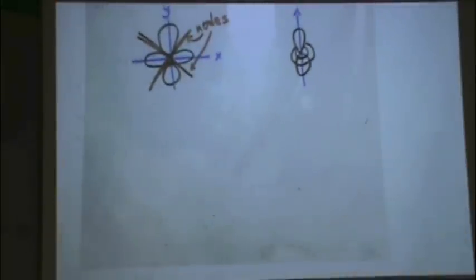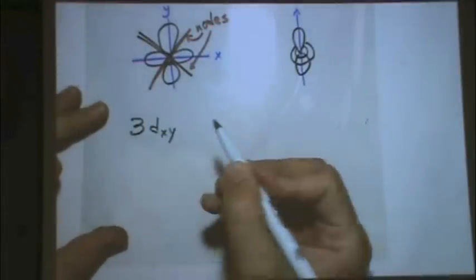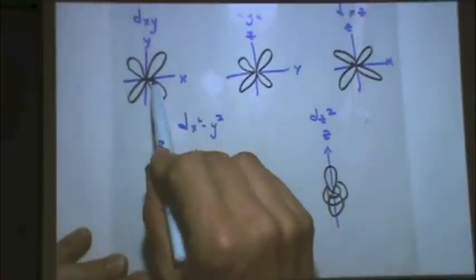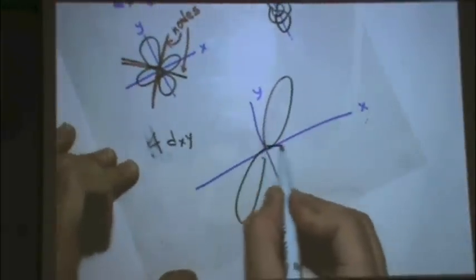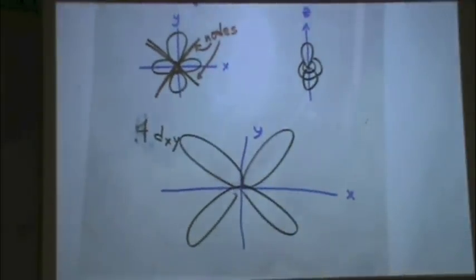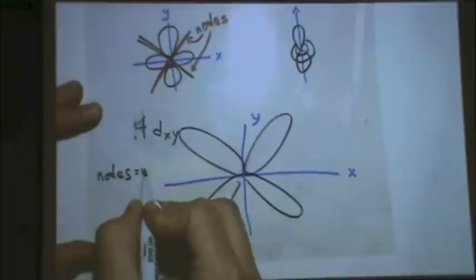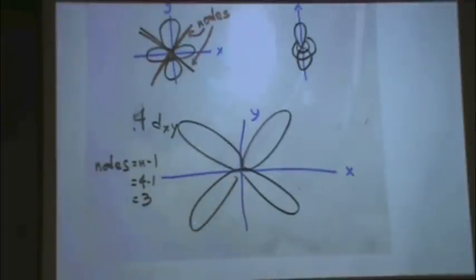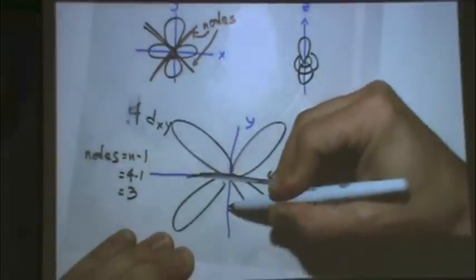Okay. All right. Now, let's say, for example, we have to draw a 3dxy. A 3, oh wait, not 3, we just did that one. 4, do 4. 4dxy. What would that look like? You go xy, and I copy this dxy picture. So I'm going to copy that dxy picture that I just drew. Trying to make it look somewhat symmetrical, somewhat reasonable. There we go. How many nodes does a 4dxy have? Yeah, it would be n minus 1, which is 4 minus 1, or 3. Let's label those nodes. There's a node here. There's a node here.